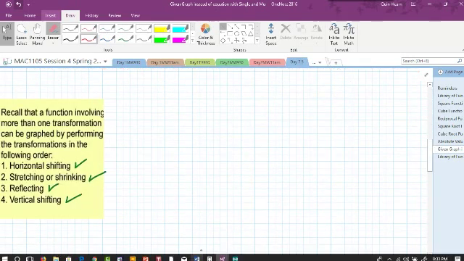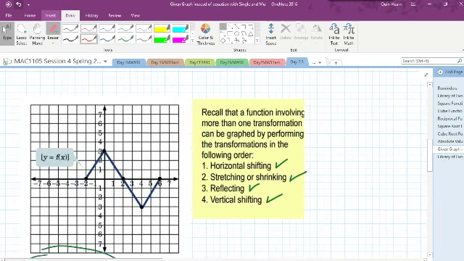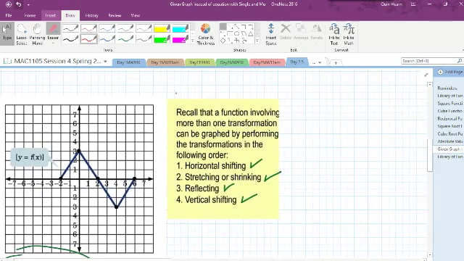When we have a variety of different transformations going on inside of one function, the order in which you perform the transformations is really, really important. There are a couple different ways you can think about the order. If you've taken a class before and learned a certain way of remembering the order and it works, great. But the one in our textbook is: you do any horizontal shift first.